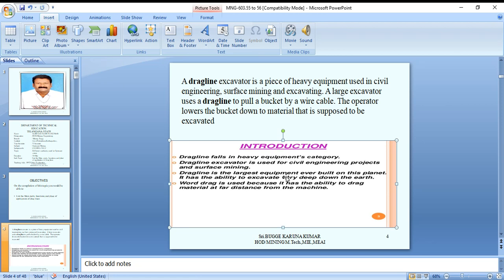The word drag is used because it has the ability to drag material from a distance from the machine. This is basically a dragging mechanism, with a long rope pulling towards the machine from a long distance away. So that is called the drag. The name came from that particular operation, and the word drag came into force.